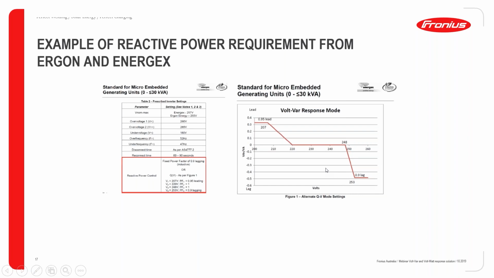Okay, and just important to note there as well that on Fronius inverters, the nominal AC voltage value is 230 volts. Okay, and also there are some over voltage, under voltage values that are also specified by Ergon and Energex, which can also be set on the inverter screen of a Fronius inverter.